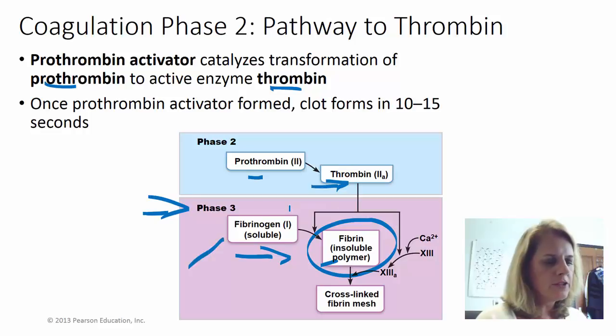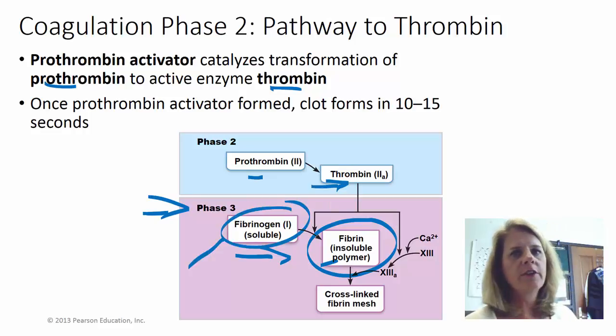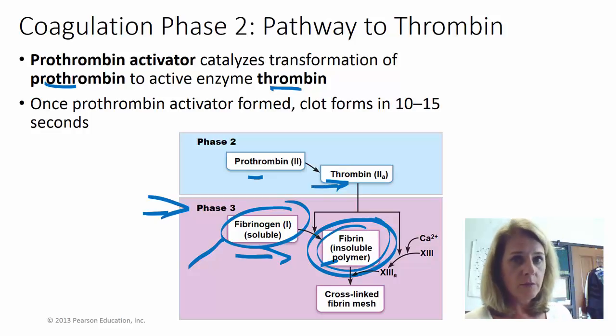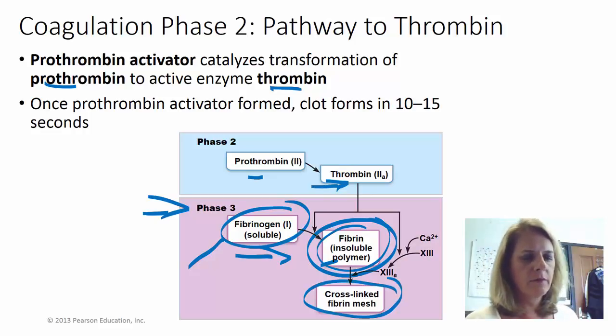So fibrinogen, this is soluble. This is floating around in your blood all the time, but it doesn't stick. It doesn't make a net. But when thrombin is in the area, it will cause fibrinogen to convert to fibrin, which is insoluble, and it forms the net. Okay? And so now this fibrin can start to make that cross-linked fibrin mesh.